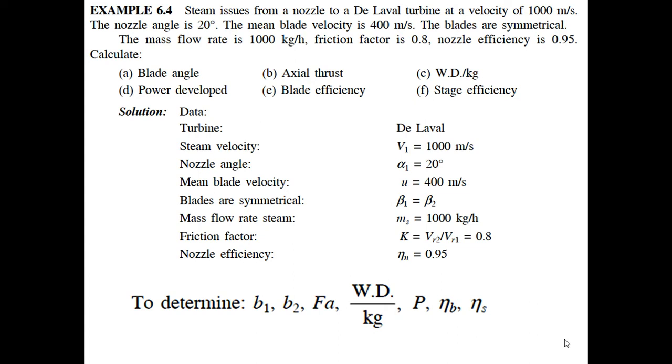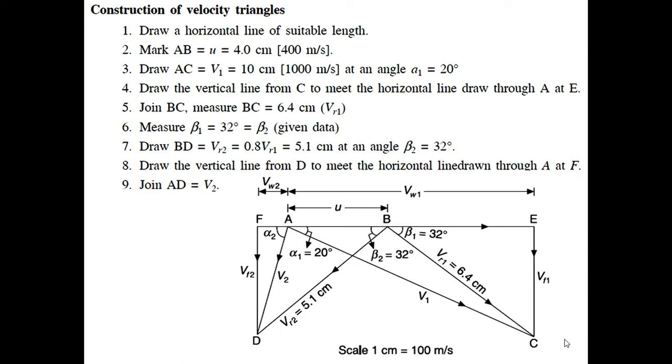So these values are given. The questions asked are, by using the graphical method, to find the blade angle, axial thrust, work done per kg, power developed, blade efficiency, and stage efficiency. All of you know the equations, but the graphical method is our work. So again, for the graphical method, they have chosen the regular procedure.